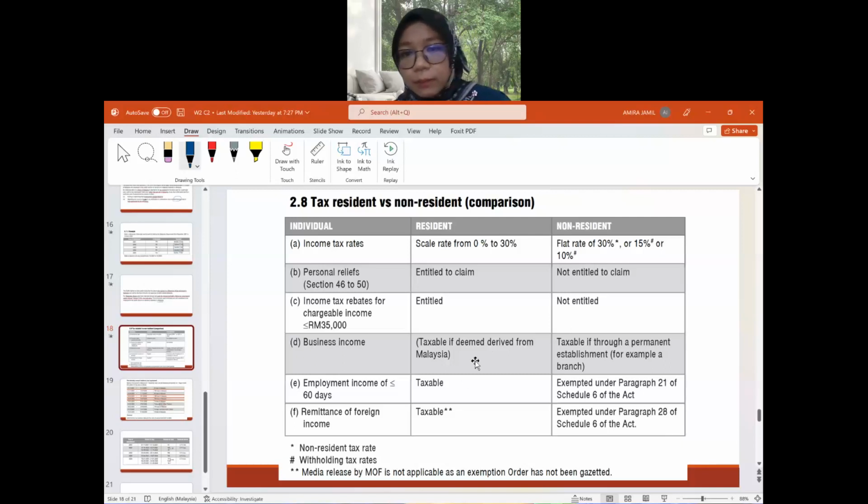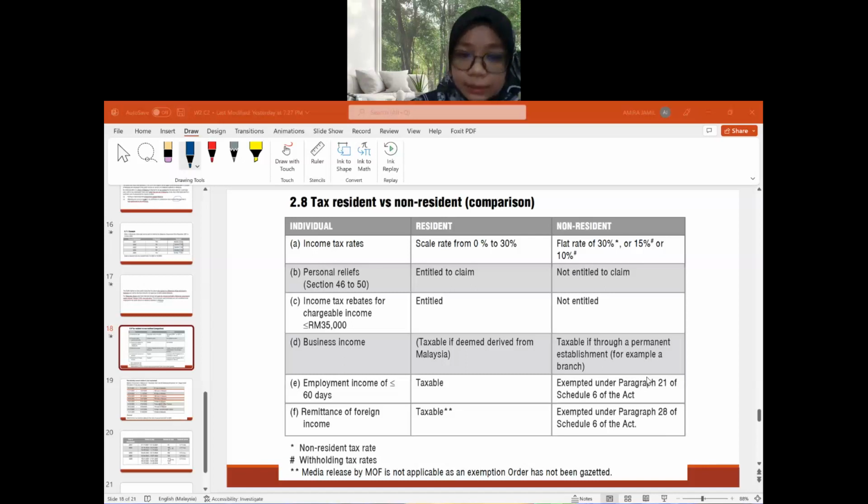Business income for resident is taxable, but for non-resident, it is taxable through a permanent establishment. For example, if the non-resident has a branch here in Malaysia, then they are taxable. For employment income less than 60 days, for resident it is taxable, but non-resident is exempted. Remittance of foreign income for residents is also taxable, but for the non-resident it is exempted. This one, as we discussed yesterday, in chapter 1.